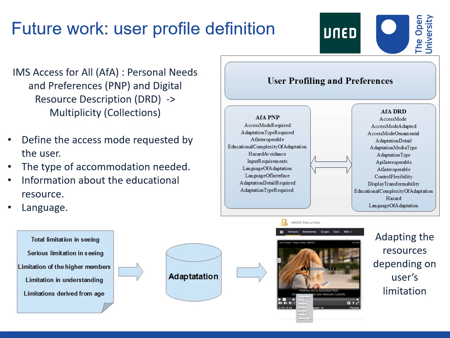So the preferred one, and the one we think is at the moment the most useful, is IMS Access for All, AfA. It allows us to record personal needs and preferences, PNP, and digital resource description, DRD. So they are the two sides. And those are in the figure on the right, some of the metadata that needs to be gathered to match both sides of the profiling and the preferences. So it will allow us to find the accommodation needed, the accessibility needed that the learners are providing in the profile, and match them with the educational resources.